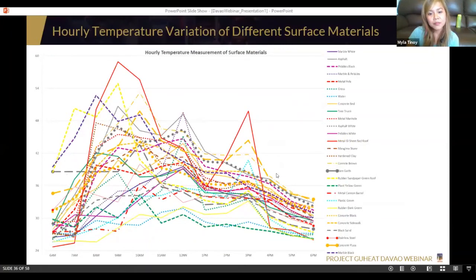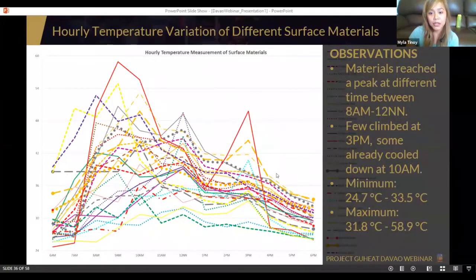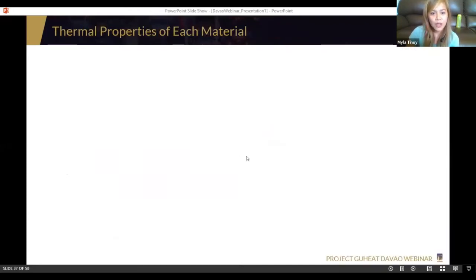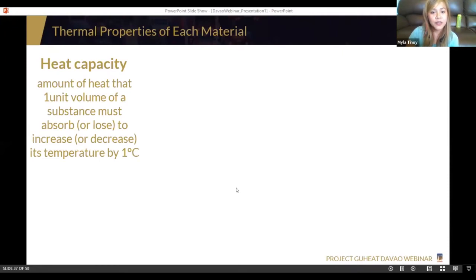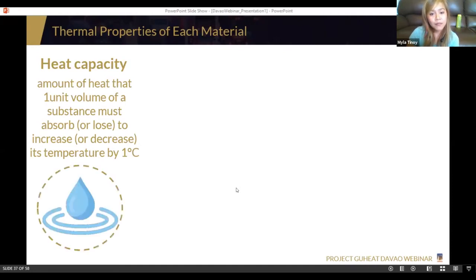Generally, we notice that the surveyed materials peaked at different times between 8 to 12 noon. Then some materials already cooled down as early as 10 a.m. So going back to the question, why is there a temperature difference? We should understand that there are various factors affecting the warming and cooling of the temperatures of each material. First, the capacity of heat, which expresses its ability to store heat. Water, for example, having high heat capacity, as just mentioned by Sir Ariel earlier, is great at storing heat. In other words, it takes a lot of heat before it begins to get hot.